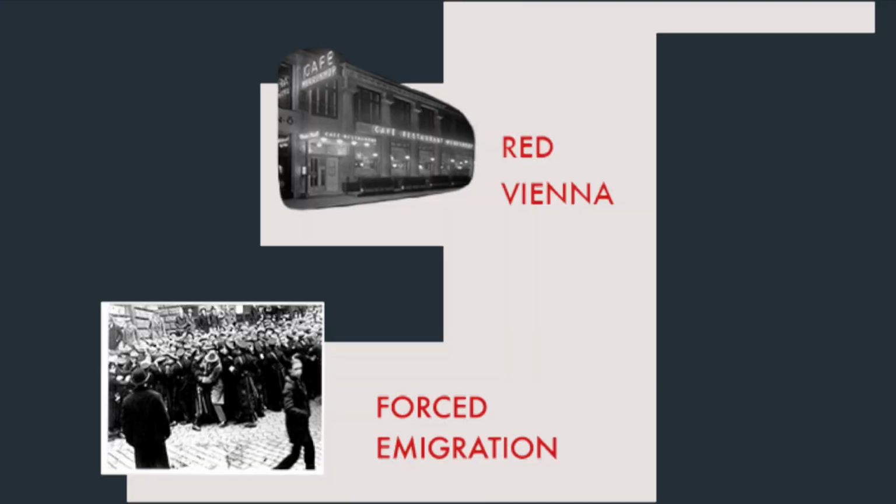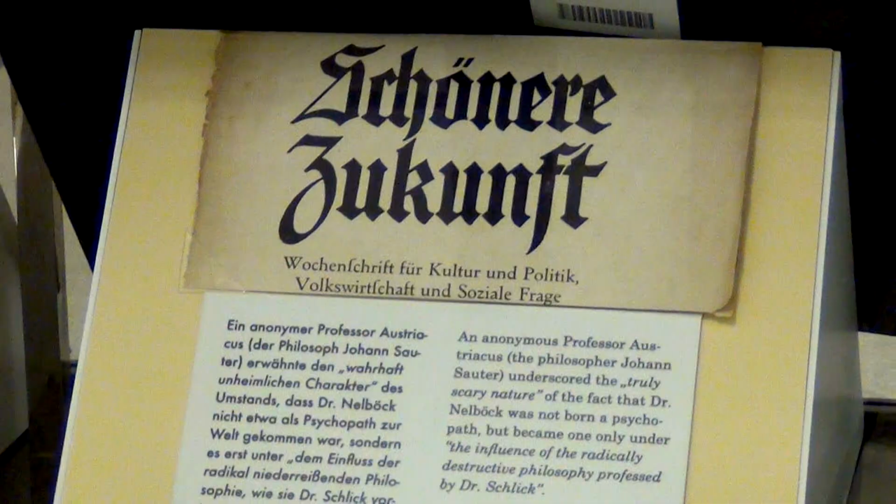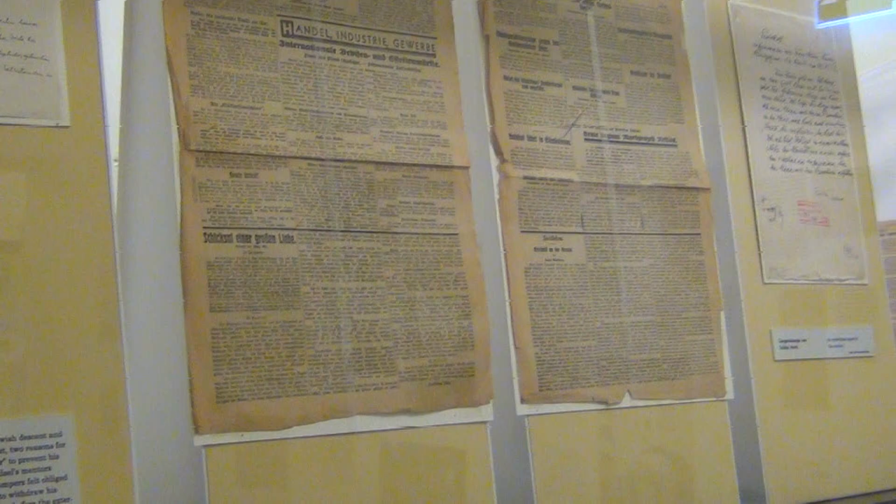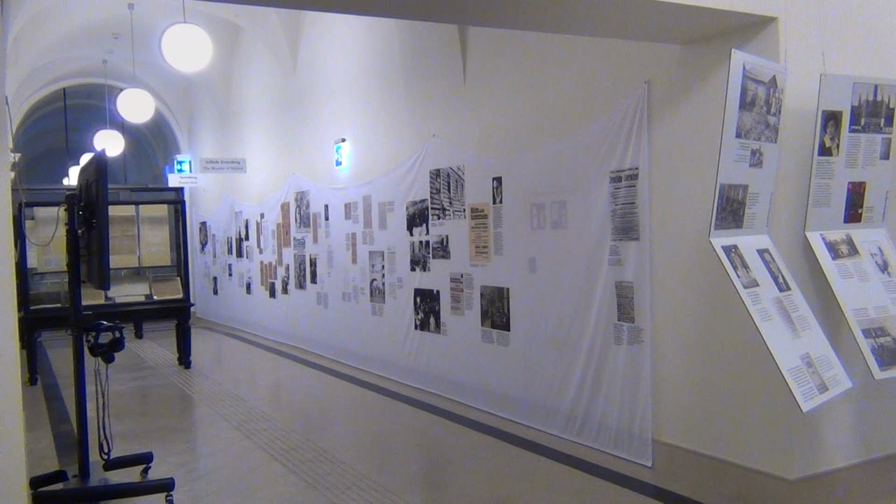Due to the rise of fascism in Austria, followed by the annexation of Austria to Nazi Germany, the activities of the circle were forced to stop. Almost all of the members had to abandon the country and live in exile.